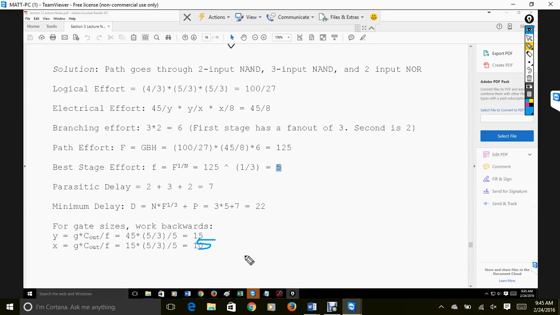Does that make sense to everybody? So that's how you're able to calculate the sizes of your gates and how much the output capacitance should be without having to worry about the underlying logical effort. So from there, you could actually use these numbers and develop your transistor sizes.